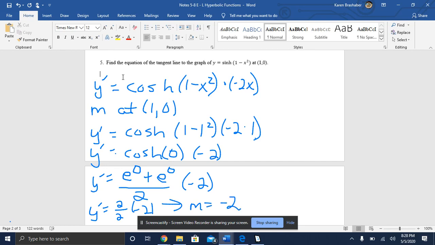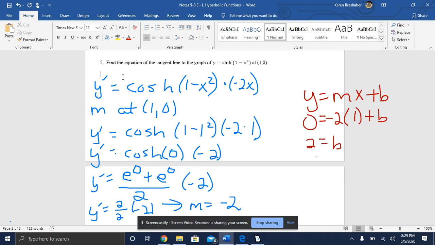And then after that, you're just doing y equals mx plus b to get the equation of the tangent line. So substituting in 0 for the y, negative 2 for your slope, 1 for the x, then we would find that b equals 2. And the equation of your tangent line is y equals negative 2x plus 2.